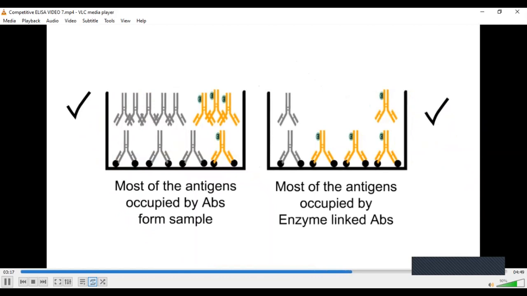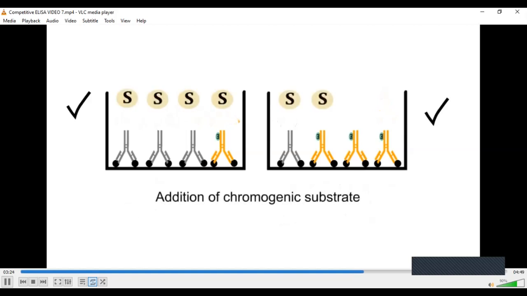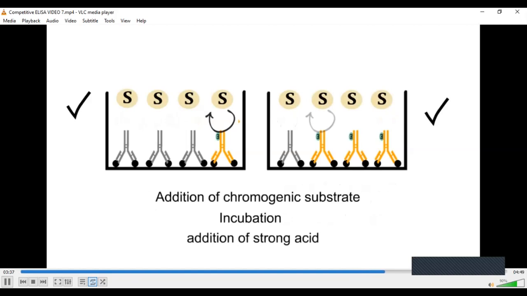After this, the well is washed to remove unbound antibodies. This step is followed by addition of chromogenic substrate and incubation for a fixed period of time. After incubation, the reaction is stopped by adding strong acids. Now during this incubation, the enzyme connected to the enzyme-linked antibody will convert this substrate into the color product.